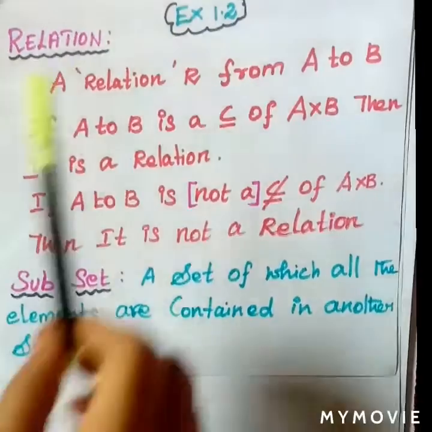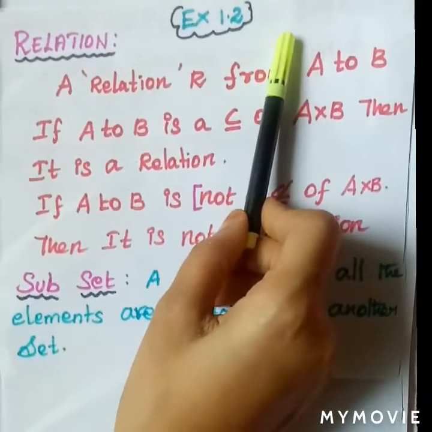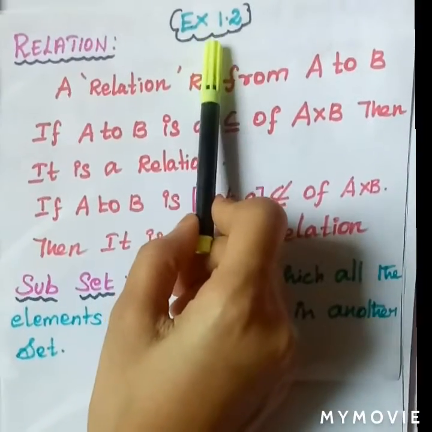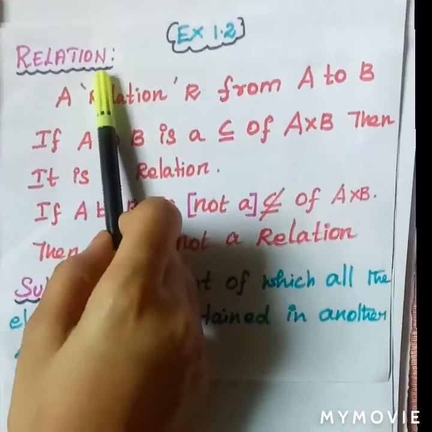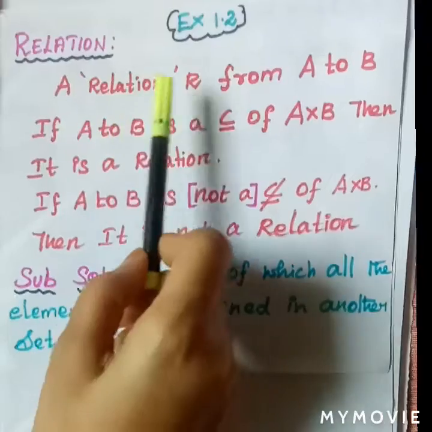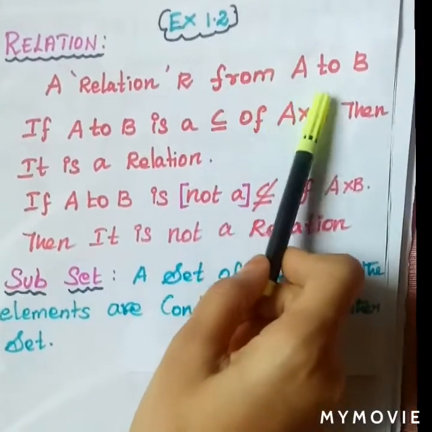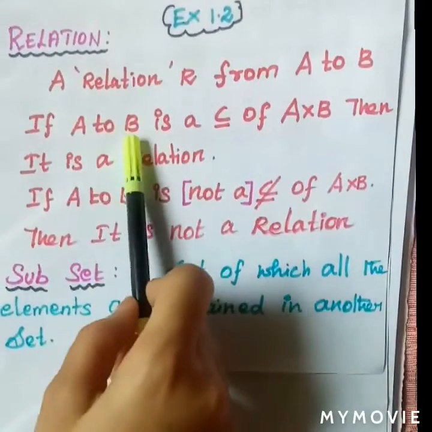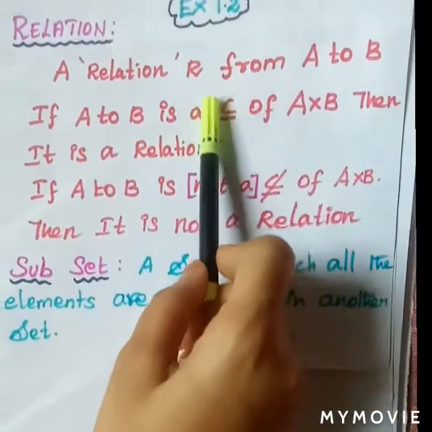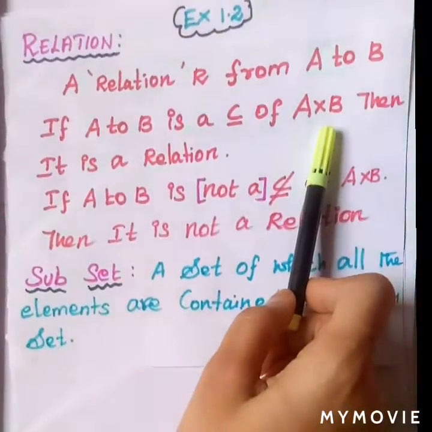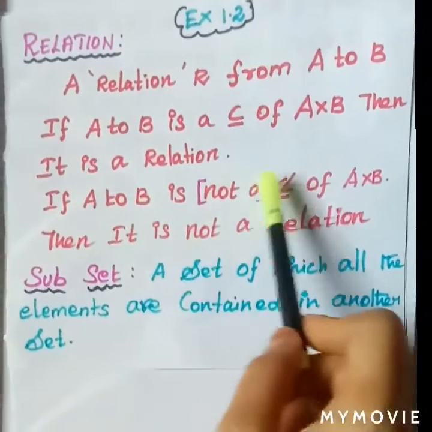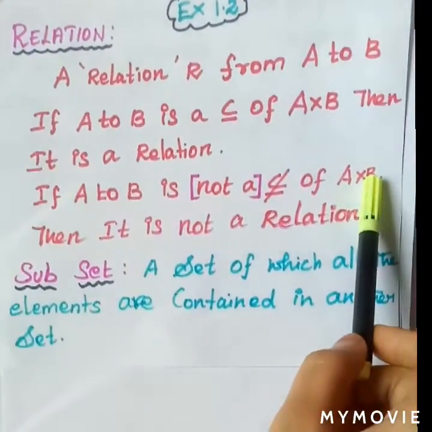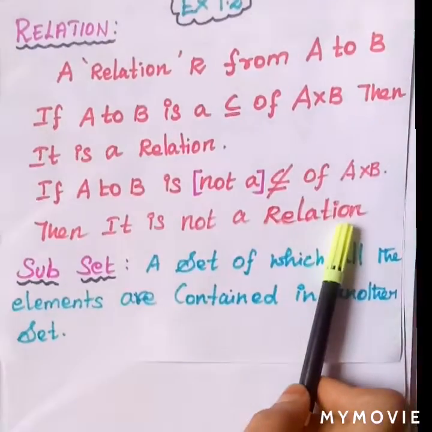Today we are going to see exercise 1.2. This exercise fully deals with relation. Definition of relation: a relation R from A to B, if A to B is a subset of A cross B, then it is a relation. If A to B is not a subset of A cross B, then it is not a relation.